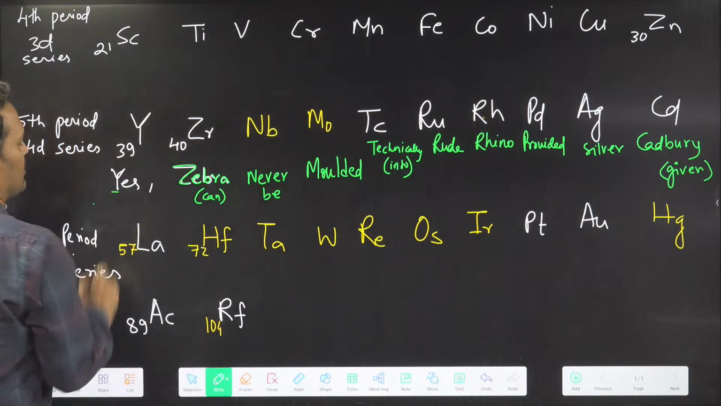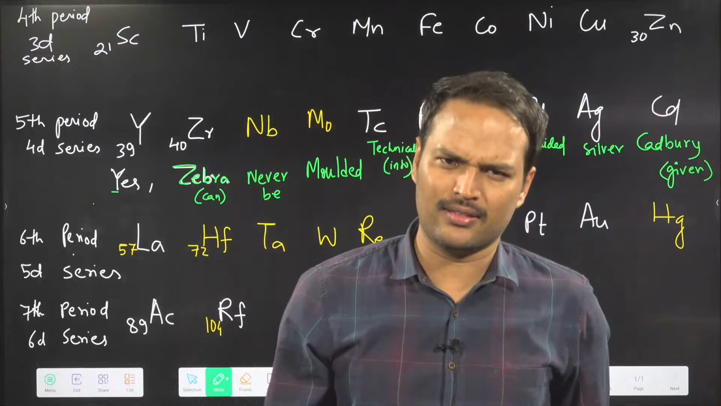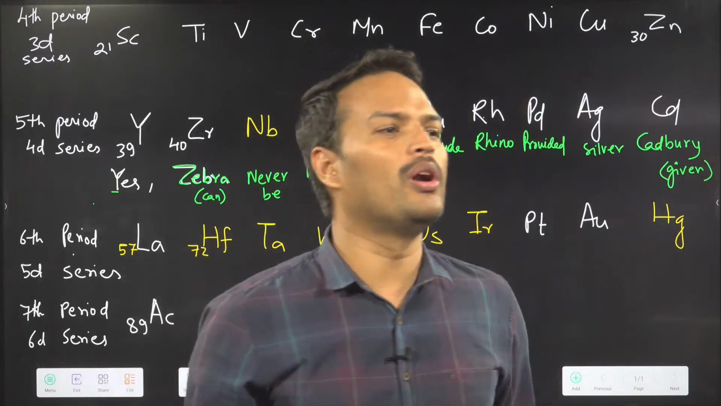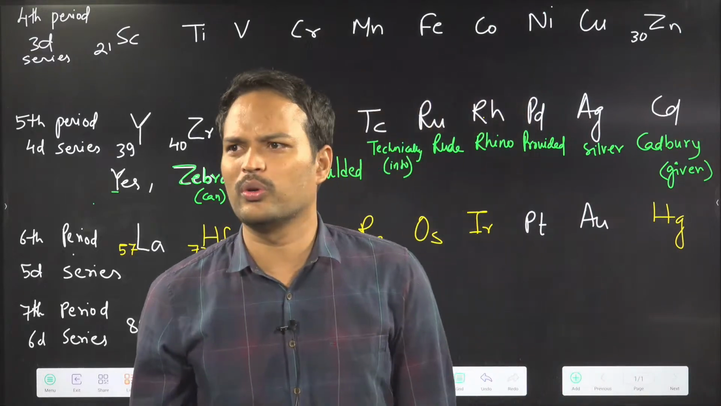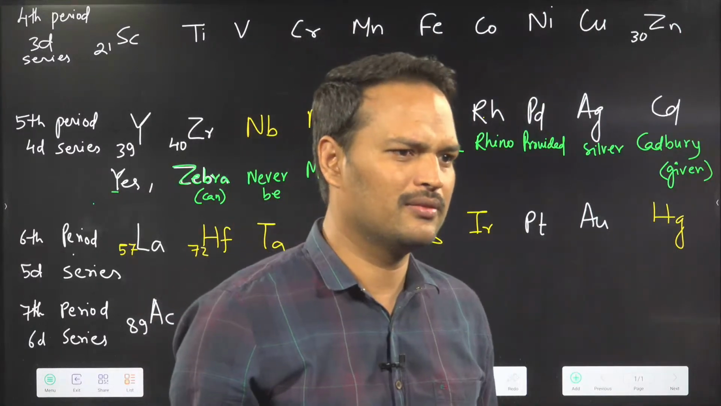Clear? So yes. Here we are doing some unscientific things. Yes, zebra can never be molded. Can you convert zebra into rude rhino? Rhino is very rude, always trying to hit us.